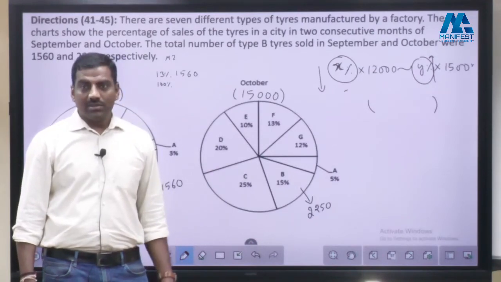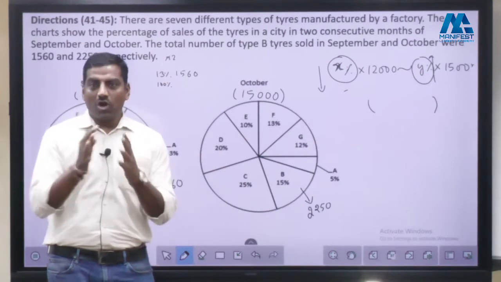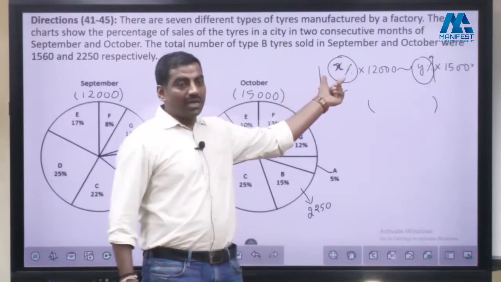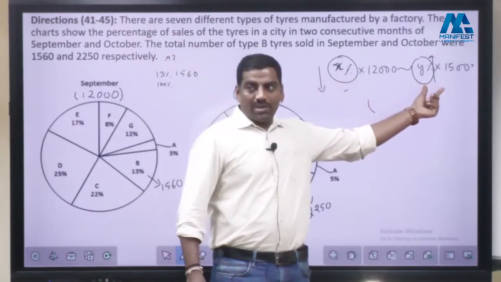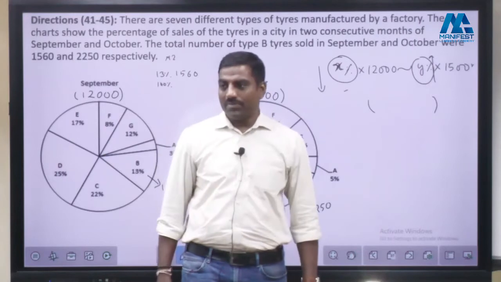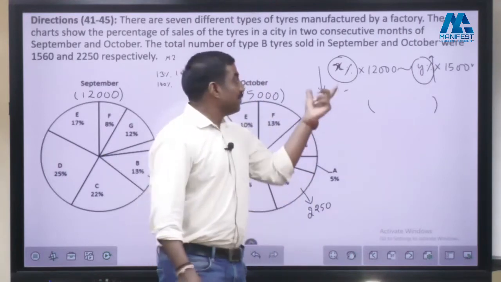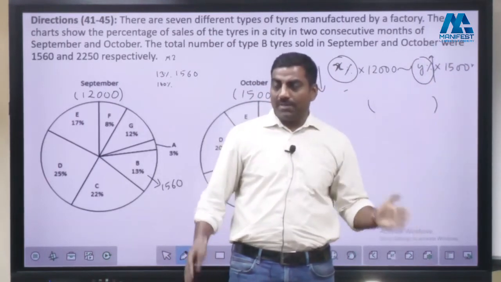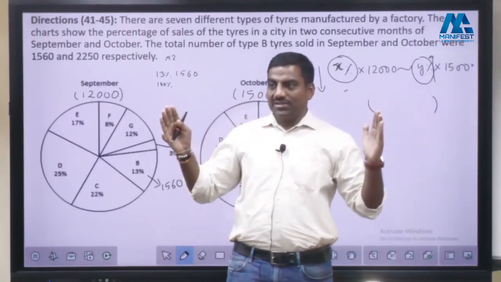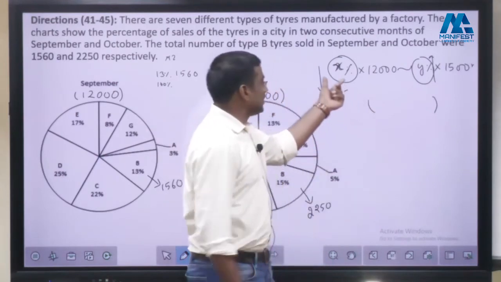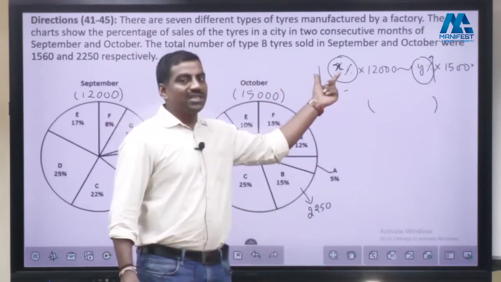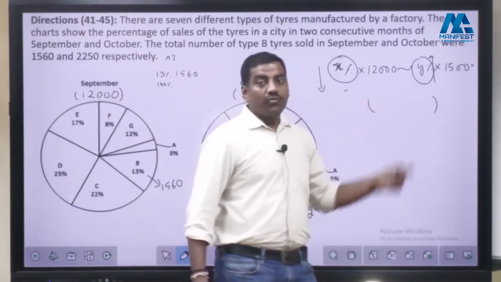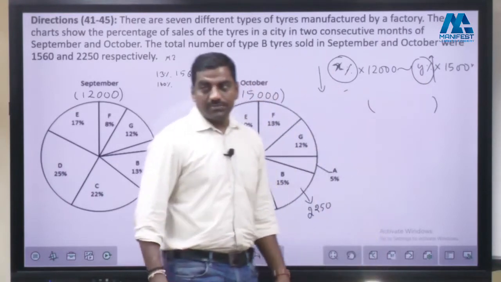If you do the reverse, you are trying to equalize. You are not expanding the difference. If you multiply with bigger number here and smaller number there, you are trying to reduce the gap. But when you multiply smaller number to smaller number and bigger number with bigger number, the gap widens. So we have to select two companies which give the least number in September, and two companies which give the highest number.